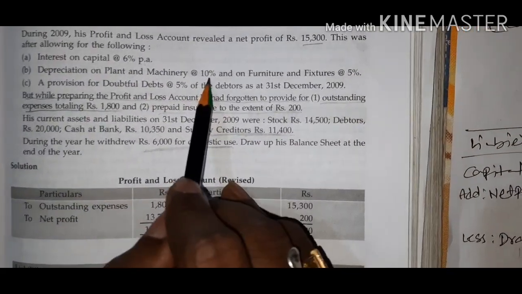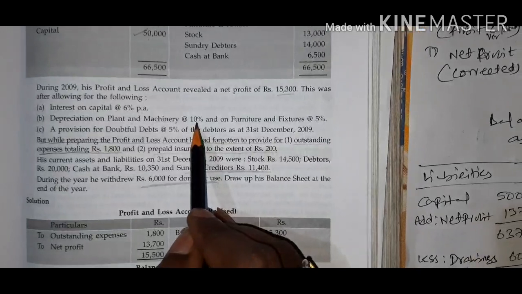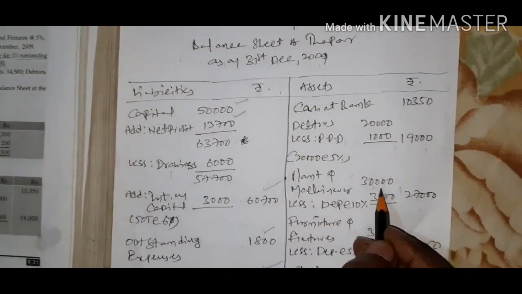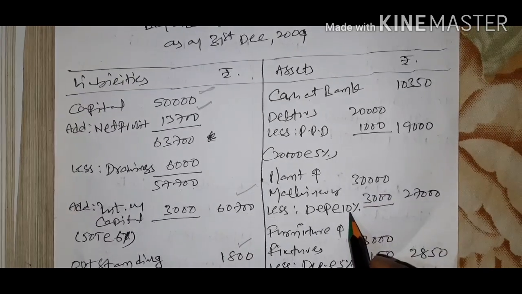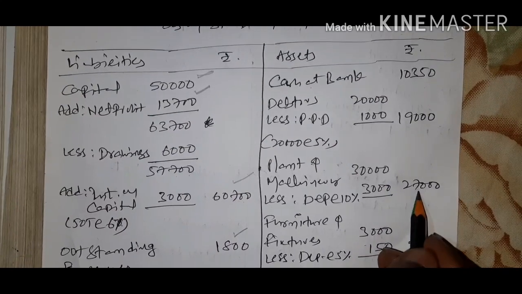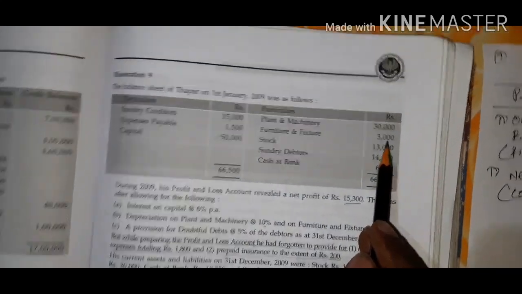By charging depreciation at the rate of 10%, 30,000 at the rate of 10% is 3,000, then the plant and machinery will become 27,000, friends. The opening balance is 30,000, depreciation at the rate of 10% is 3,000, 30,000 minus 3,000 is 27,000, friends. Then furniture and fixtures, we are given opening balance 3,000.